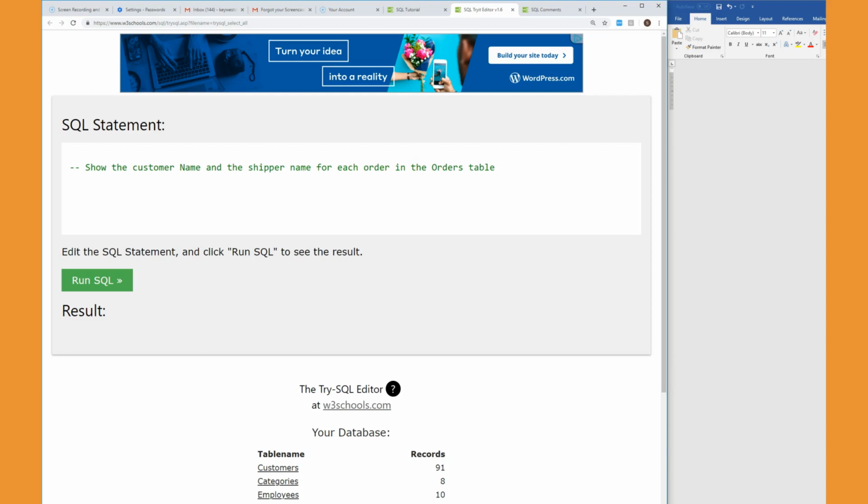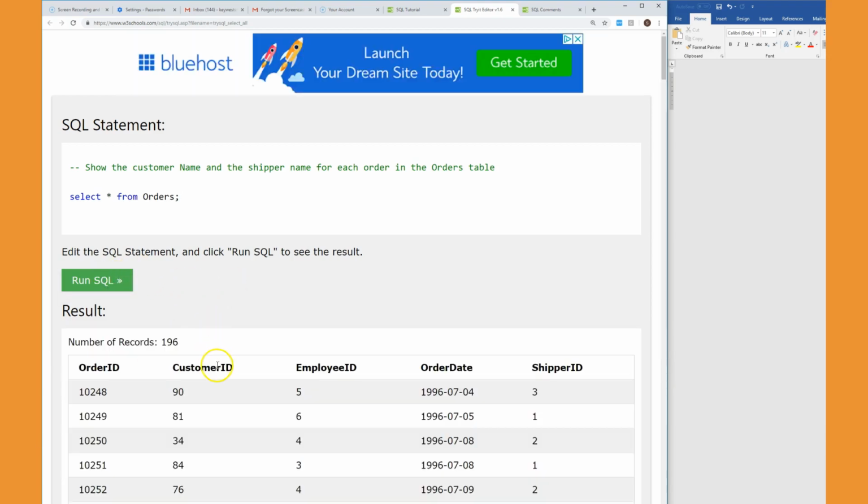So now we have three tables. We have the customers table, the shipper table, and the order table. In this case, we need a good understanding of how these three tables are related. If I run this query very quickly, everything from order, you will understand that the order table has the customer ID, and also has the shipper ID.